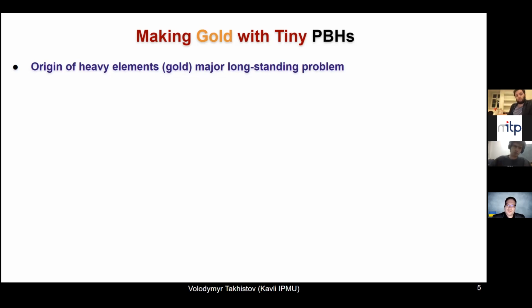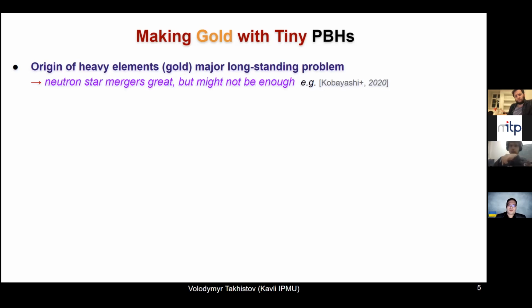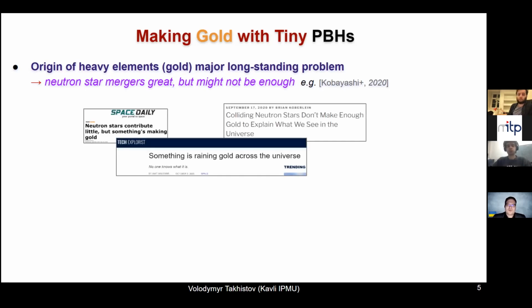And a big breakthrough in this field has been the 2017 LIGO multi-messenger observation. Although some recent studies have been pointing out that perhaps neutron star mergers by themselves might not be enough. And this, of course, has led to some further interest and revisiting of this problem, that as has been picked up by some science media, that perhaps something is raining gold across the universe and no one knows what it is.